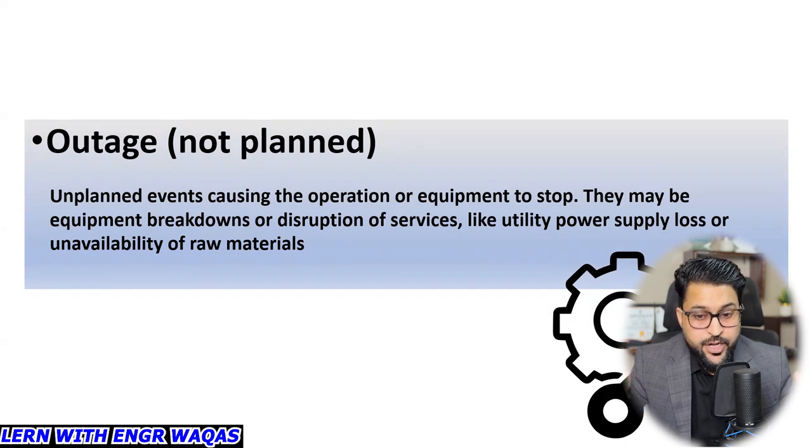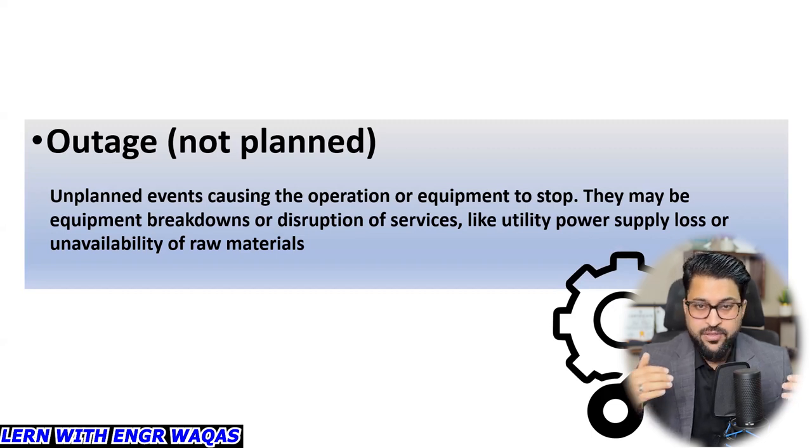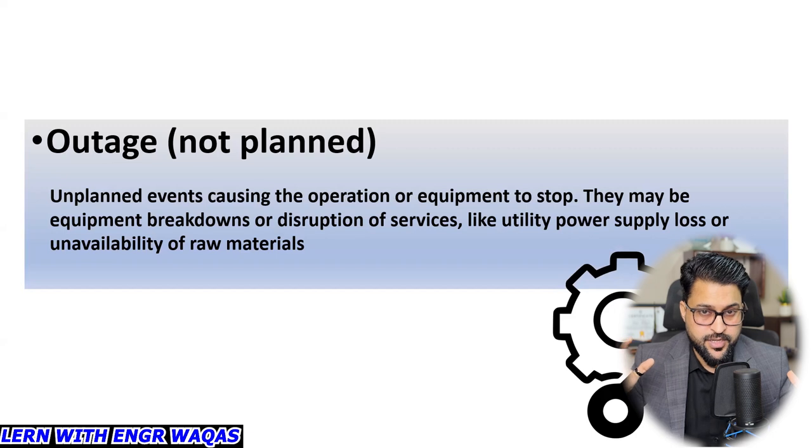Causing the operation or equipment to stop. There may be equipment breakdown or disruption of services like utility, electricity, gas, or nitrogen supply, or a pneumatic supply. So something like that happening is a utility outage. So this is called an outage. These are the three major things we are going to understand as long as it concerns your refinery: maintenance, turnaround, shutdown, or outage.